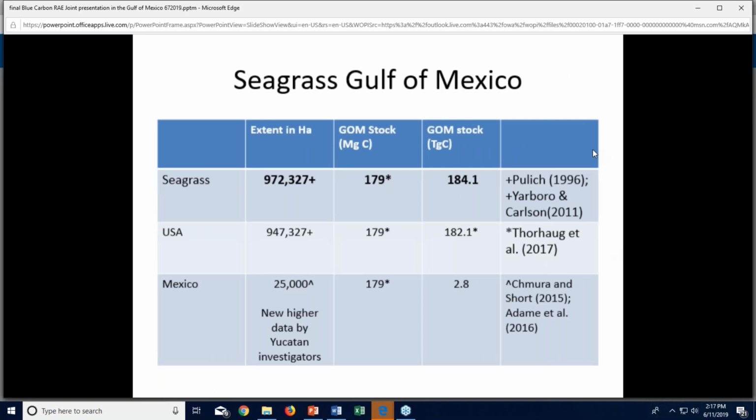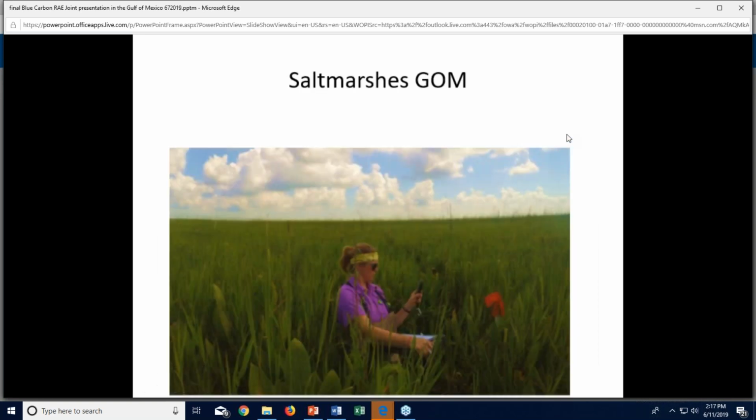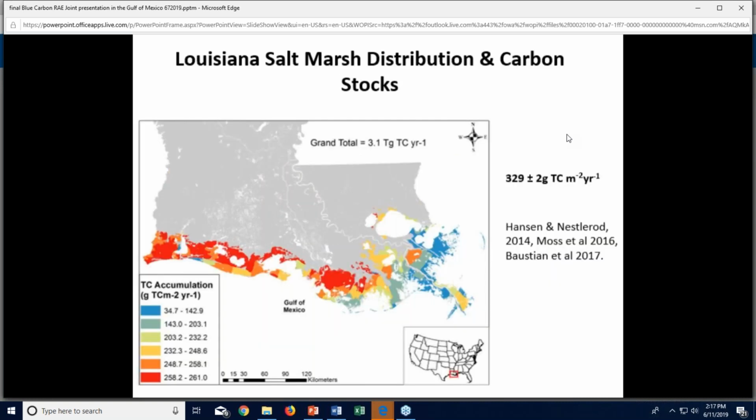So here are the seagrasses, and the U.S. has the extent of about 950,000 hectares and has about 182 teragrams of carbon, whereas Mexico has about 25,000, which may change, and 2.8 teragrams, making the total 184. Salt marshes are a different kettle of fish, because salt marshes, of course, are one thing, and they sequester a great amount of carbon down into the sediment.